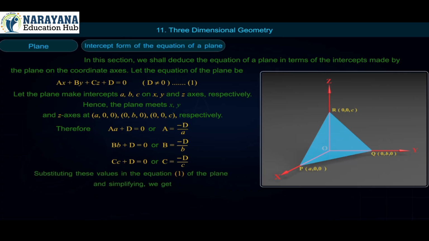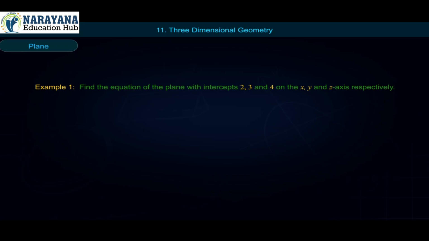Substituting these values in the equation 1 of the plane and simplifying, we get x/a + y/b + z/c = 1, equation 2, which is the required equation of the plane in the intercept form.